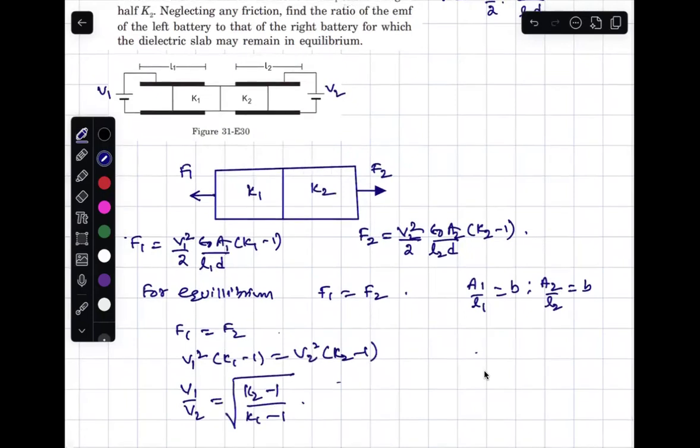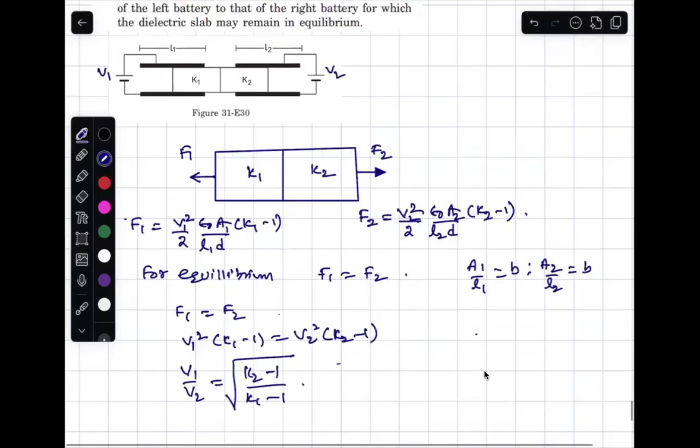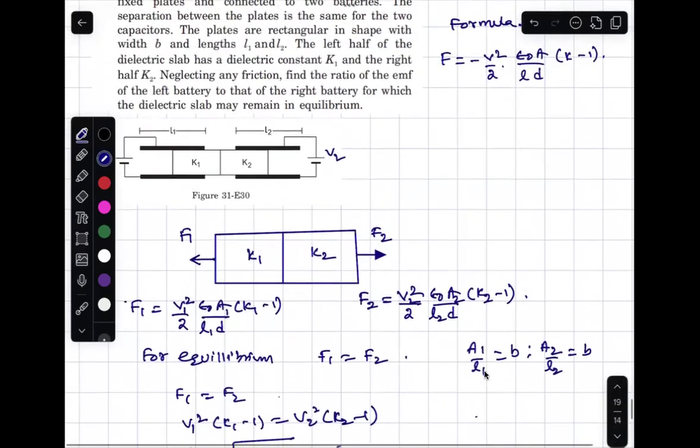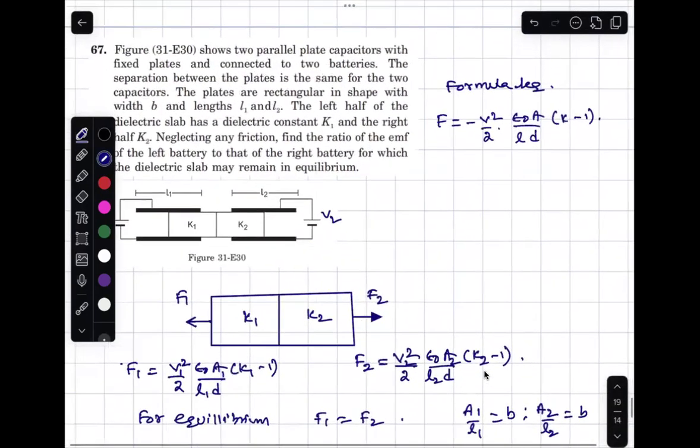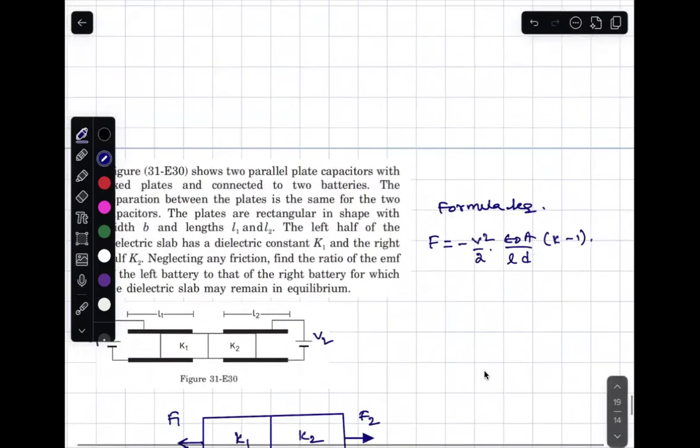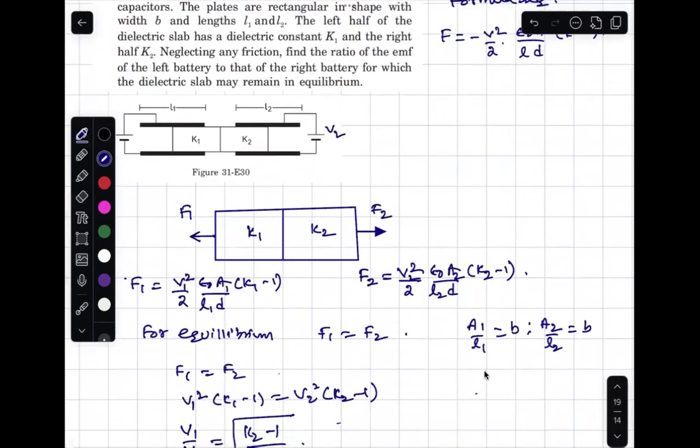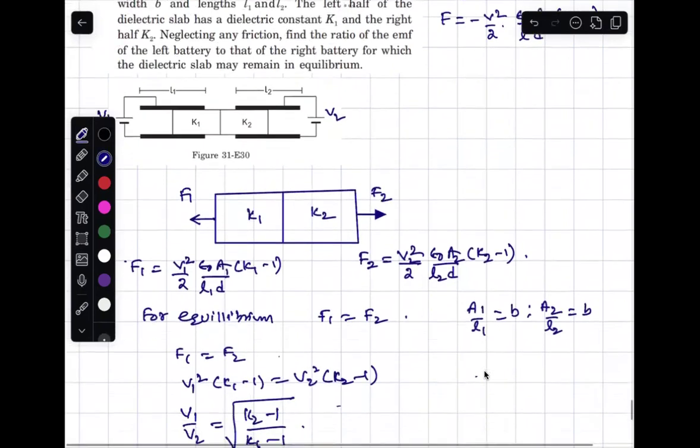Areas are not the same, undoubtedly. Any doubts? So force depends only on width, not on A by L actually. Any doubts? Sure? HC Verma model. Now, if you know this formula, almost you are done. May I proceed for the next question? Sure? The next question is also from HC Verma.